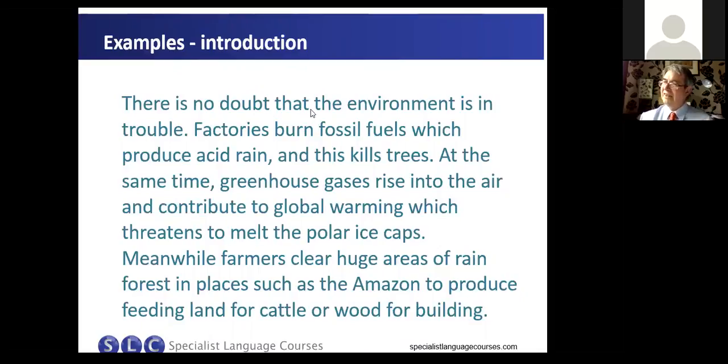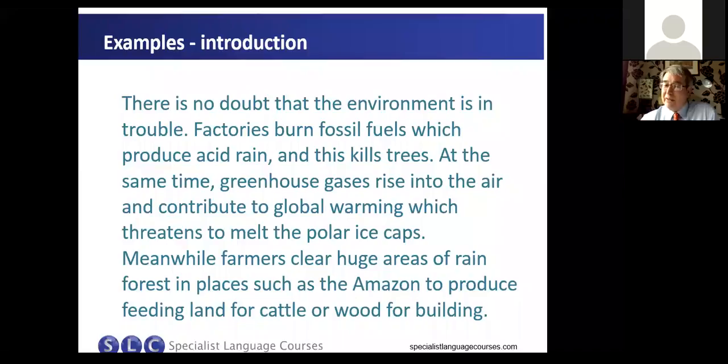So here I know I'm going to get a known fact, something in the public domain which everybody should know. It's got some back referencing. "This kills trees." This, I know, is the production of acid rain because it's the last thing we talked about. "At the same time," another cohesive device. "Rise into the air," nice expression. "Contribute to global warming." It doesn't say "and cause global warming," it says contribute, so it's one of the problems. It's all right, this is what we need.